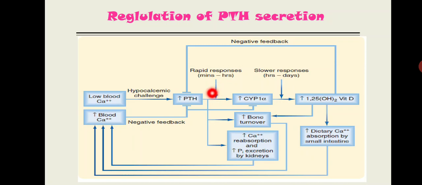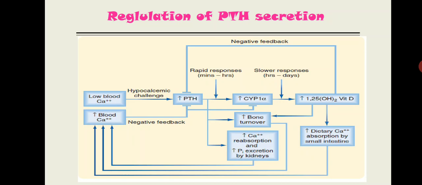And the second stimulus, just opposite to calcium, is phosphate. Whenever there is a higher amount of phosphate, it will stimulate the parathyroid hormone secretion. A lower amount of phosphate will inhibit the parathyroid hormone secretion. This is all about the regulation of the parathyroid hormone. Now let's discuss the applied aspect of the parathyroid hormone.